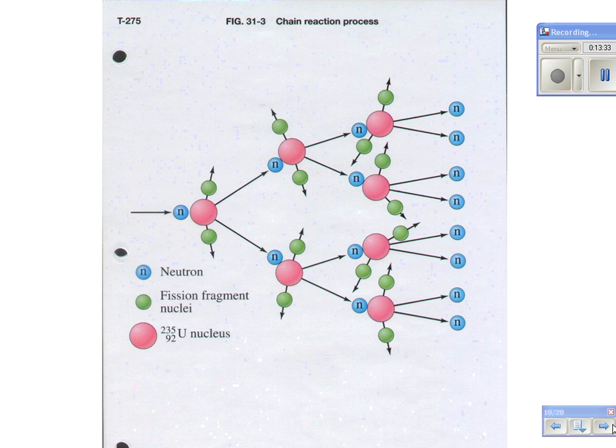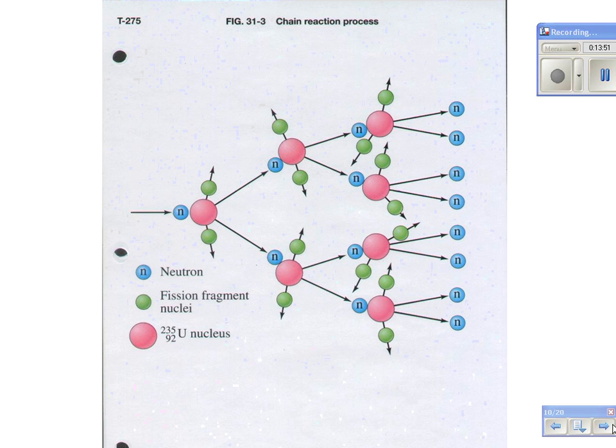Here it is. This is a nuclear chain reaction. Send in a neutron, hits this first nucleus, boom, blows it apart. You get these daughter products, which are green, but you get some more neutrons. They interact with more uranium. They break apart, and so on and so on and so on. So it becomes this exponential reaction.